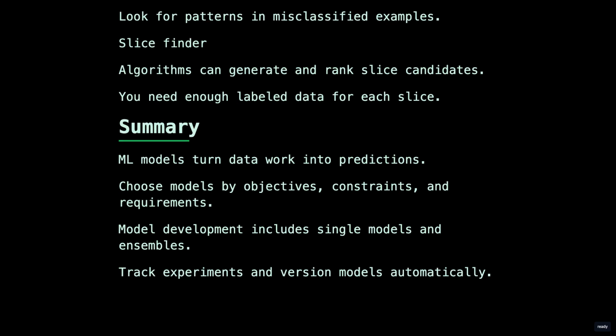Experimentation creates a lot of versions very quickly, so manual tracking breaks down fast. Good tooling matters here because it keeps the results, code, and model versions tied together without turning the process into bookkeeping.